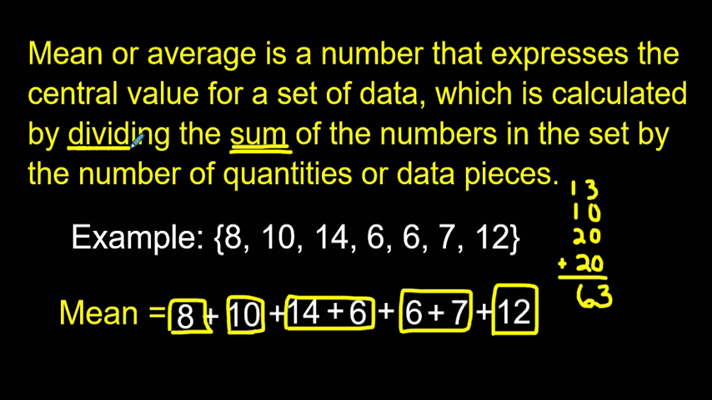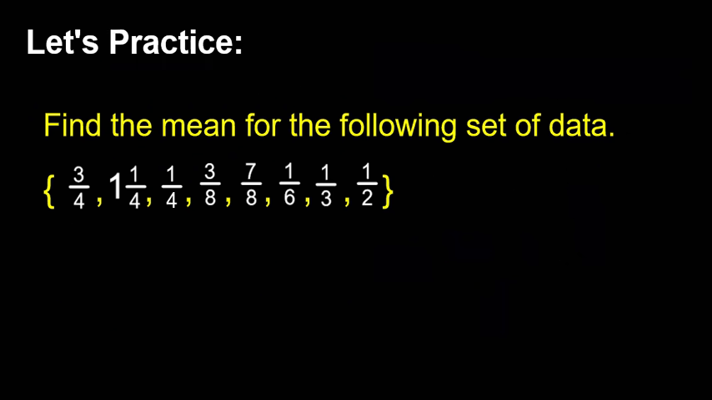Now we're going to have to divide that by the number of quantities. So we have 1, 2, 3, 4, 5, 6, 7. So we're going to take 63 divided by 7, and we get the mean is equal to 9. So again, add the numbers together, divide by the number of pieces of data. Let's practice.